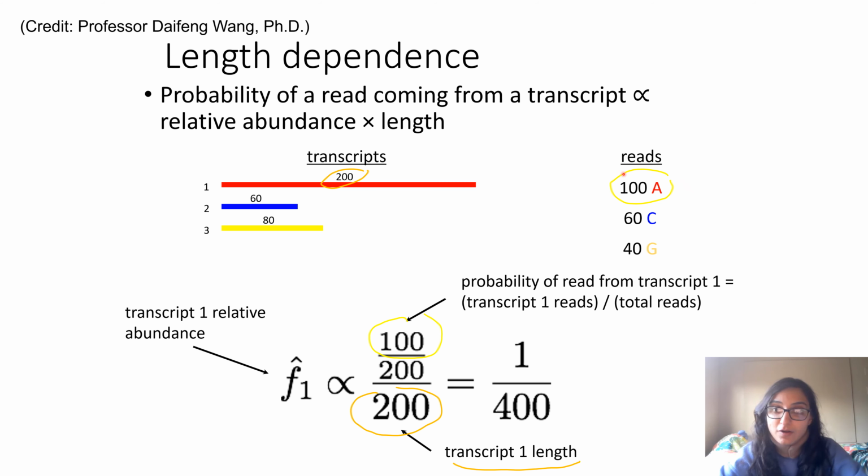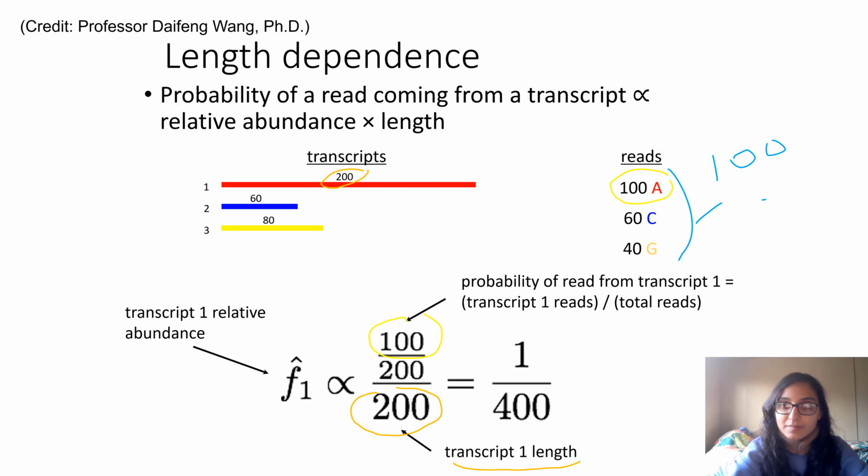So we look at all these reads here, 100, 60, and 40, and we're going to look at the probability that we get the read from transcript 1. So I'm going to say, okay, there are 100 reads here, and how many reads do I have in total? It's a bit confusing here, but just say 100 plus 60 plus 40, which is equal to 200. So that's where we get this 200 from.